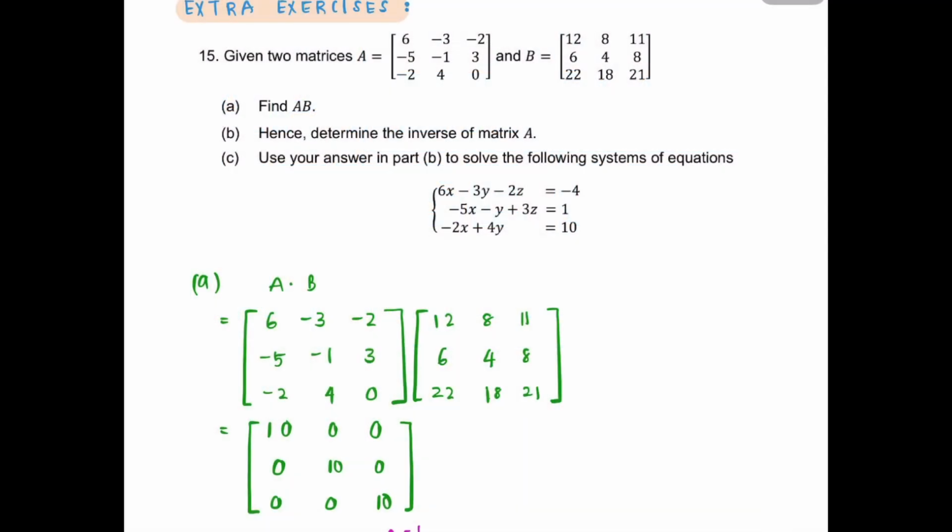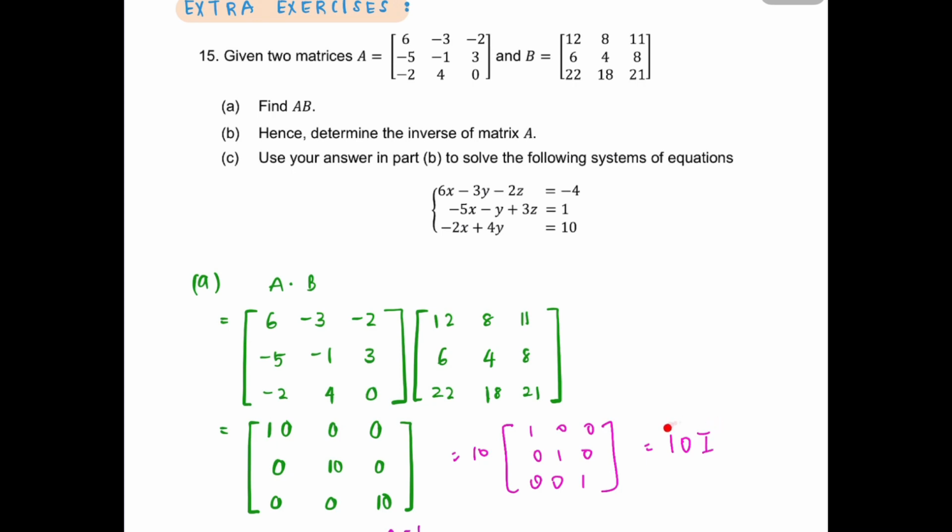Next, let's see one extra exercise here. Given two matrices A and B, the first question asks you to find AB. So straight away, let's take matrix A and multiply it with matrix B. So this is the answer. You can see that this answer here is actually 10I. Okay, because when you take out 10, this is the answer. So this is equal to 10I.